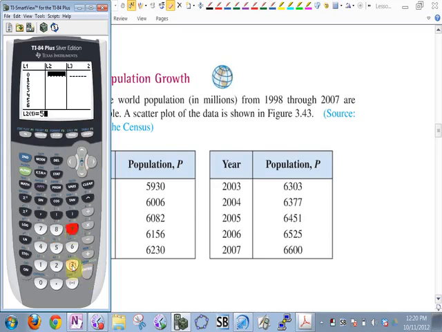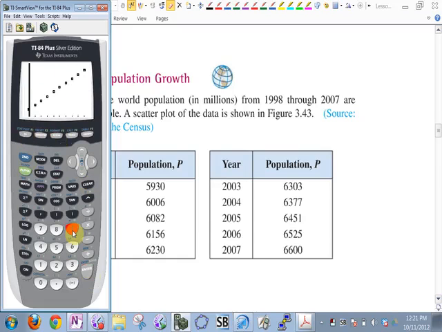So we've got 5930, 6006, 6082, 6156, 6230, 6303, 6377, 6451, 6525, and 6600. Agreed. So if we do this scatter plot, second plot, let me clear out my graph, do a zoom 9.